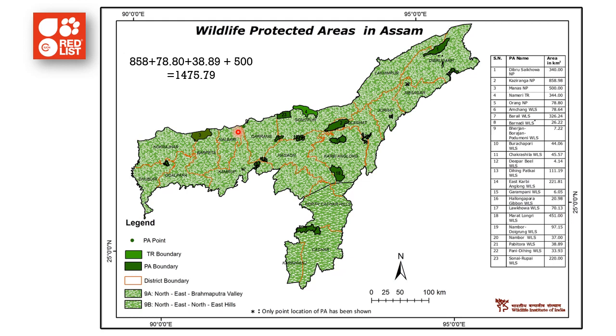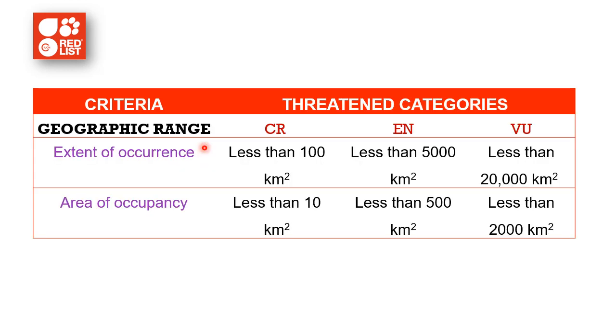But if we look into the area of occupancy, we will have to look into the areas of these reserves individually. Kaziranga is 858 square kilometers, Urang is around 78, Pobitora is 38, and Manas National Park is 500 square kilometers. So area of occupancy is around 1475 square kilometers only, which is much lesser than the total range of distribution of rhinoceros in Assam.